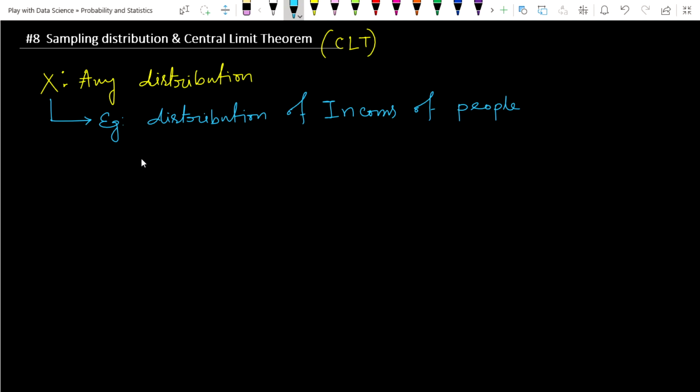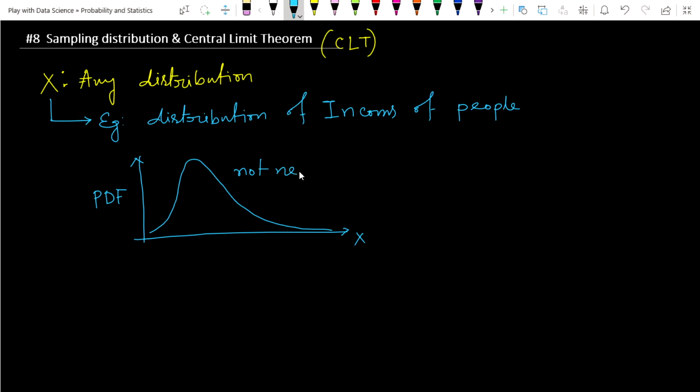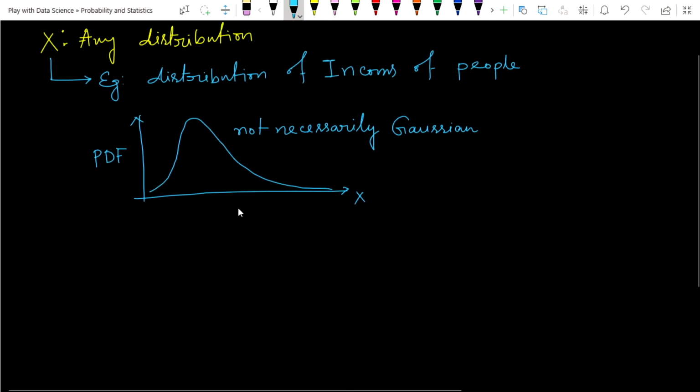Suppose its PDF looks like this. Because it is any distribution, it is not necessarily a Gaussian distribution. These are simply any distributions.